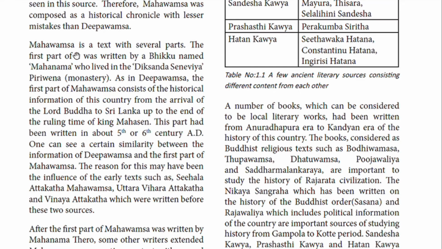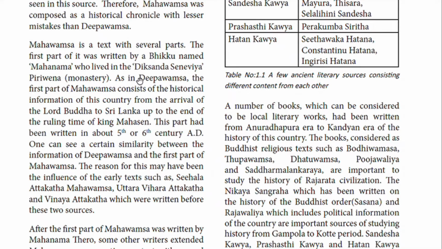Now, Mahavamsa is a text with several parts. The first part of it was written by a Bhikkhu named Mahanama. Okay, these points are very important. He lived in the Dighasandasenapati Pirivena monastery.